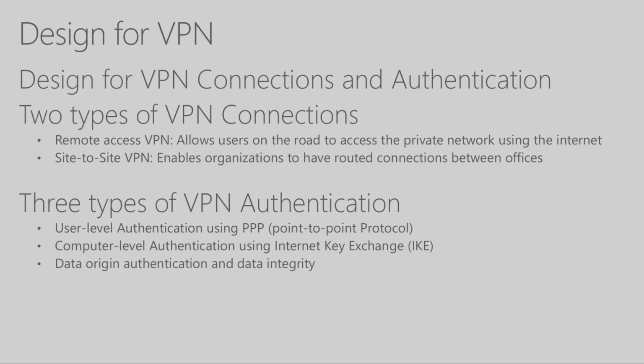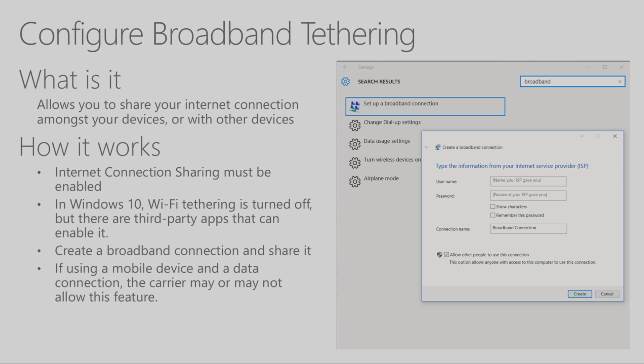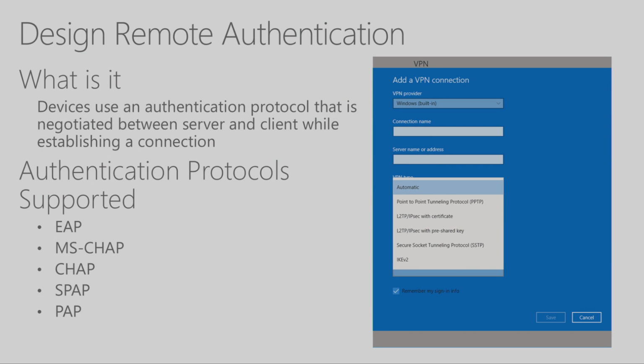And designing for VPN, we talk about the two types of VPN connections. The more important thing to know is that in the Windows 10 console, you have different options that show up for both VPN and broadband tethering. Here we show you just broadband tethering, being able to take a mobile device or some other device and connect it into your Windows 10 to be able to use that network to browse the internet or have access to the web.